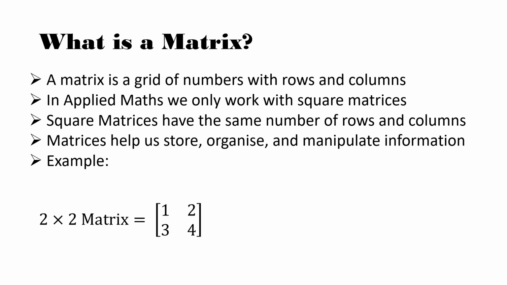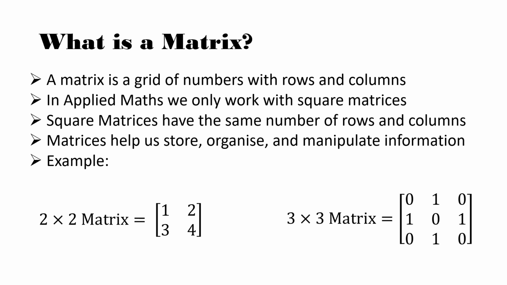Here's an example of a 2 by 2 matrix. That's because it's got 2 columns and 2 rows. And here is a 3 by 3 matrix. Again, 3 columns and 3 rows. Be very clear, the word matrix is singular, while the word matrices is plural.